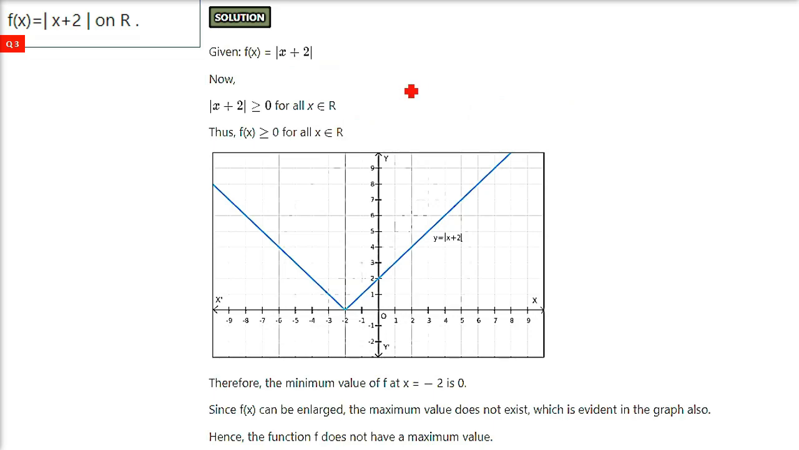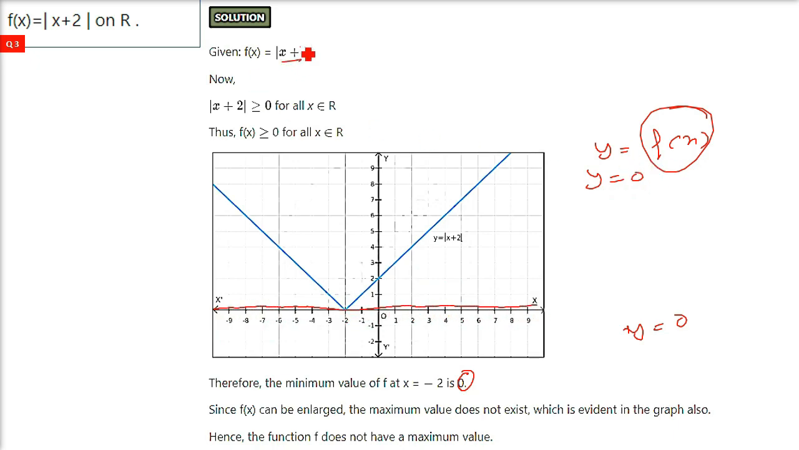So the discussion we just had: this is modulus of x plus 2, and modulus is always greater than or equal to 0. We just have to talk about the 0 value, which is y equals 0, y equals f(x). When you get y equals 0, you are talking about the x-axis. So see, in this graph, the blue lines are above y equals 0, which is the x-axis. And at what point do you get 0? When x is equal to minus 2. This is x equals negative 2, and here you got this function as 0. And these lines are always above 0. So the minimum value possible in this whole scenario is 0 only.